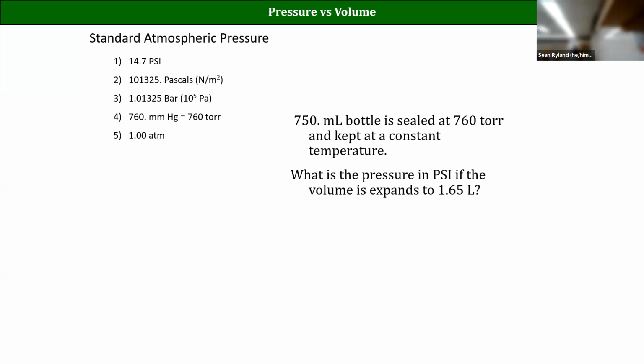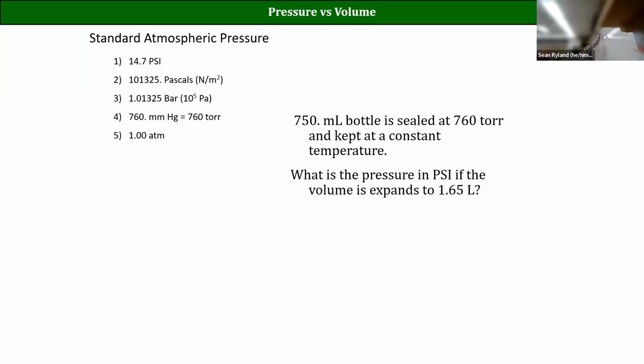1.65 liters. Are we ready to just plug and chug? Yes. Almost. It doesn't matter what volume units you use or what pressure units you use as long as they're the same. So we've got milliliters and liters, so we just have to either convert liters to milliliters or vice versa. Now we're ready.